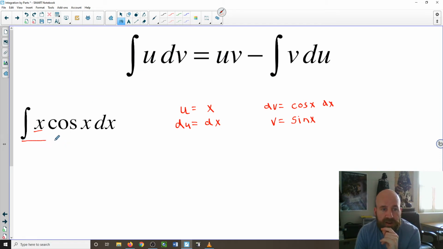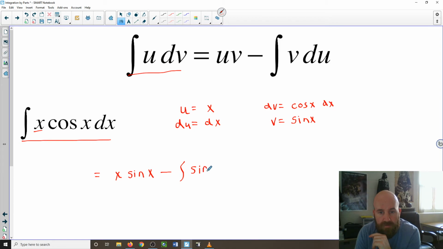So this equation right here, this is our integral of u dv. So this is going to equal our u times v. So let's put that in. So u is x and v is sine. So x times sine x, okay, minus the integral of our v du. So a v is sine, and our du is dx.